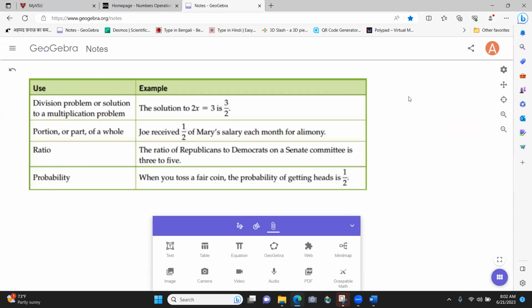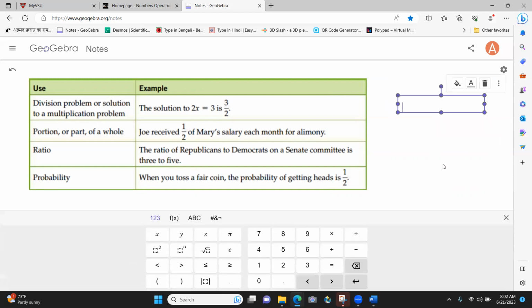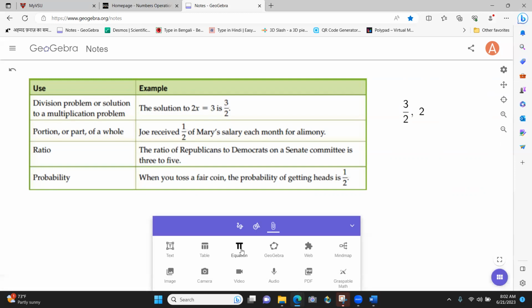One more thing before we move on. If you have a numerator strictly larger than or equal to the denominator, you call it an improper fraction. These are the examples, okay? Improper fraction.